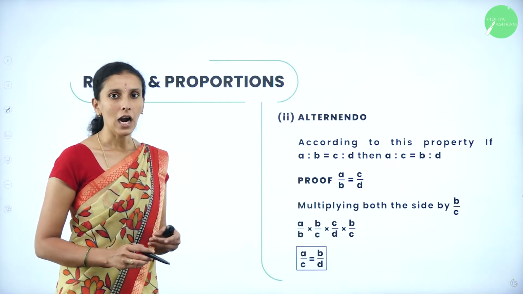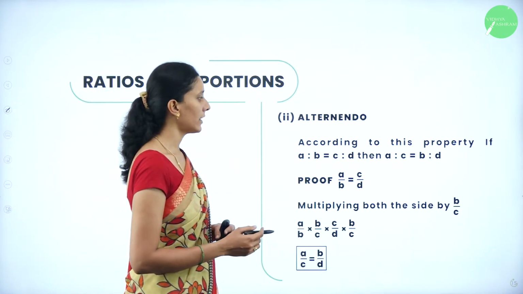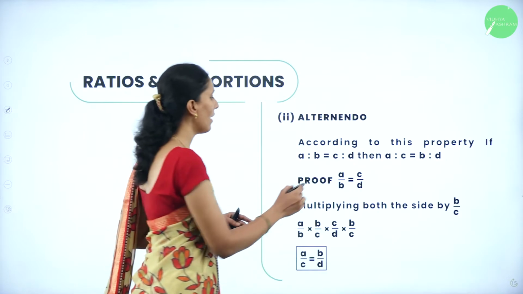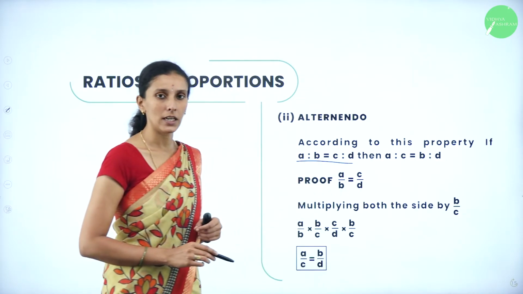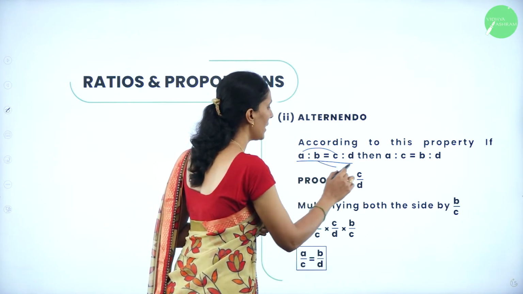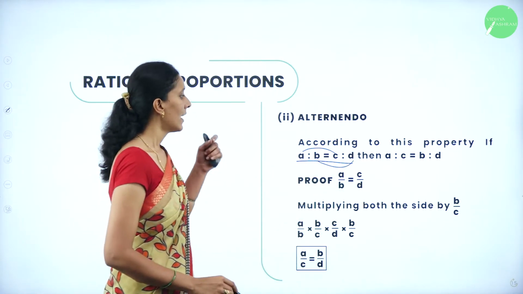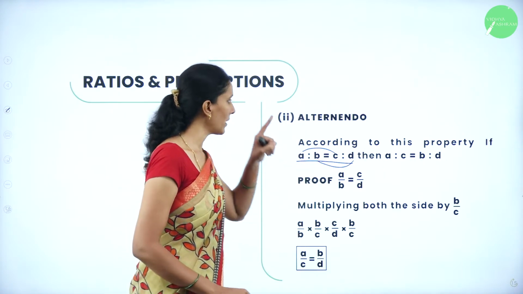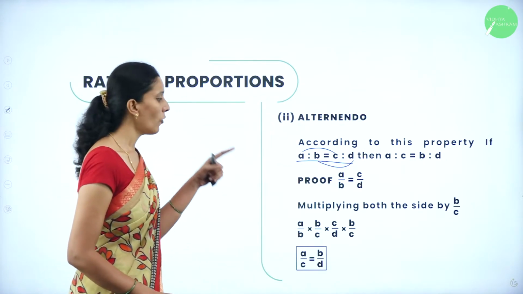Next we have alternando. So what is this alternando? If you have a ratio A is to B is equal to C is to D, then the ratio with A and C, and B and D, writing the ratio in this form is called alternando. How will we get this?